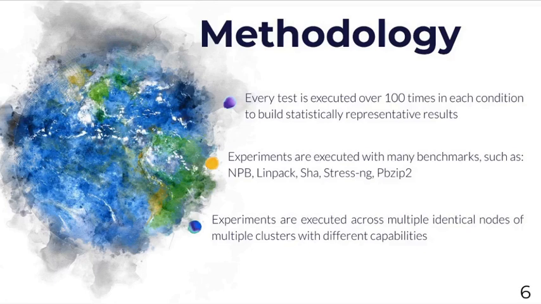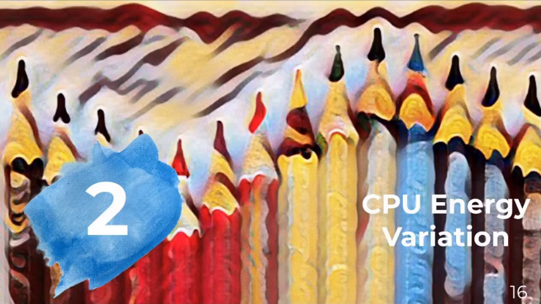Moreover, the experiments were executed on a set of identical nodes every time, so we can confirm the results with multiple nodes on the one hand and compare the internode variations on the other hand. In this section, we will talk about the CPU energy variations, the different parameters that are or may be responsible for that, and how to tame those variations.